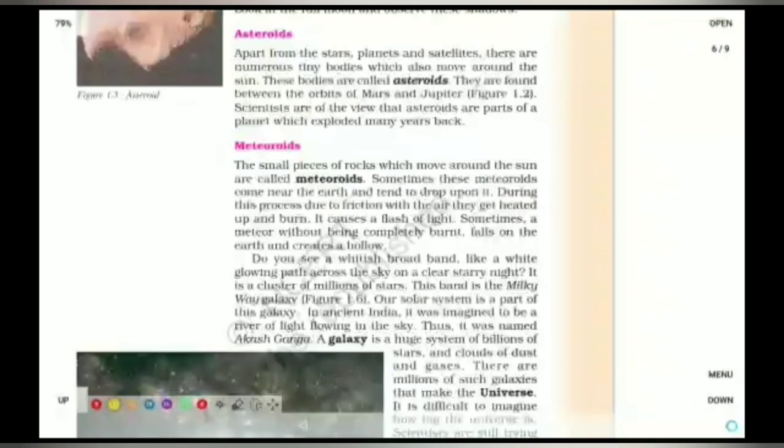Talking about meteorites, small pieces of rocks which move all around the sun are called meteoroids. Sometimes these meteorites come near Earth and tend to drop upon it, right? During this process, due to friction with the air, they get heated up and burn. It causes a flash of light. Sometimes a meteor, without being completely burned, falls on the Earth and creates a hollow. It's a very rare circumstance that a meteor falls.